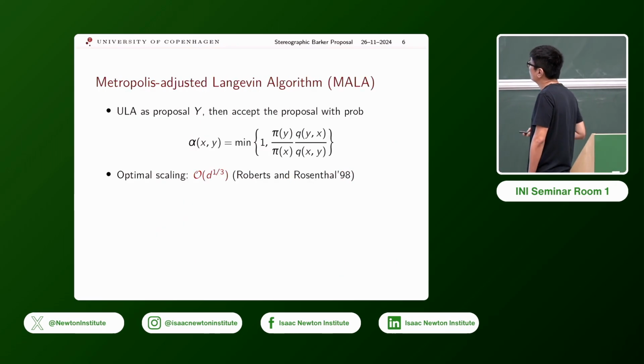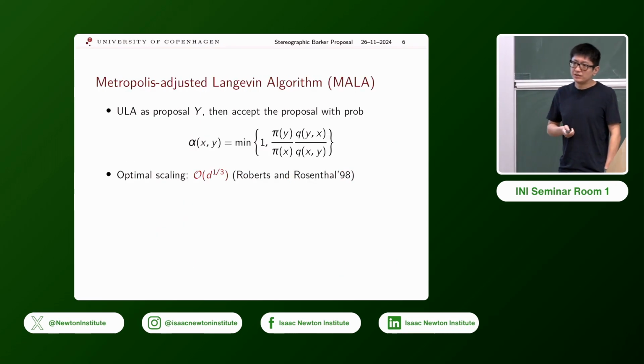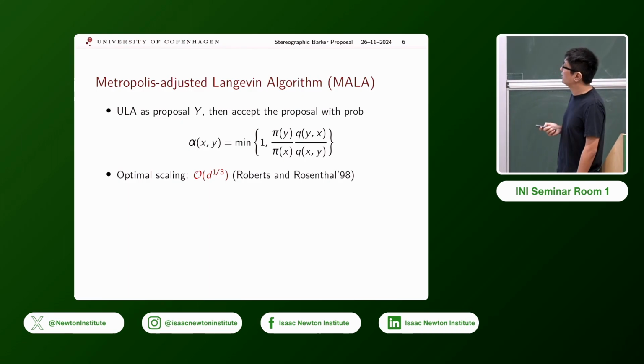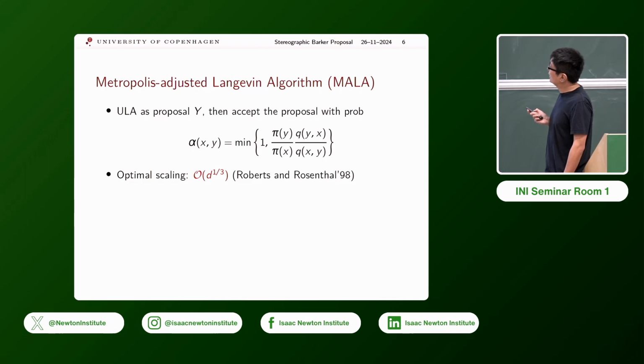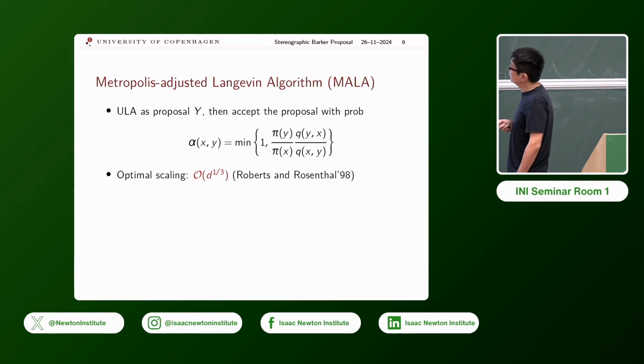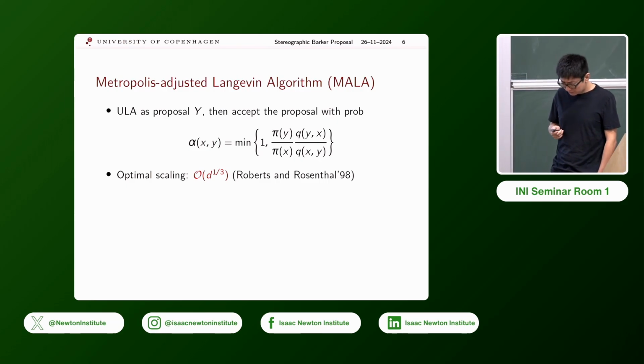So let's have a look at the second algorithm. It's called MALA. This is a Metropolis-Hastings algorithm, and it's also very simple. Basically, we use ULA as a proposal. So we first compute a proposal, then we add the accept-reject step. This, of course, solves the first issue and also has very nice properties. In this paper by Roberts and Rosenthal, they prove the optimal scaling, which scales with the dimension as order d to the 1/3. However, this algorithm doesn't solve other issues.